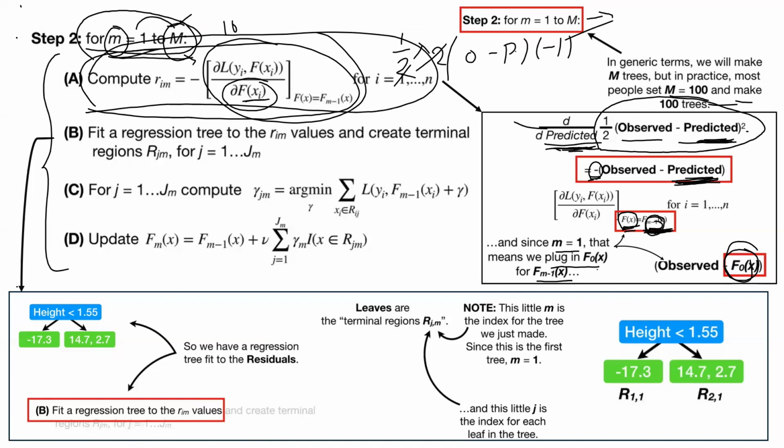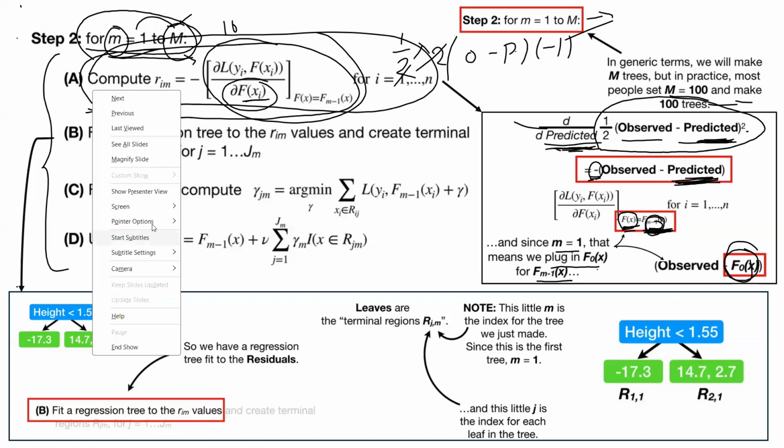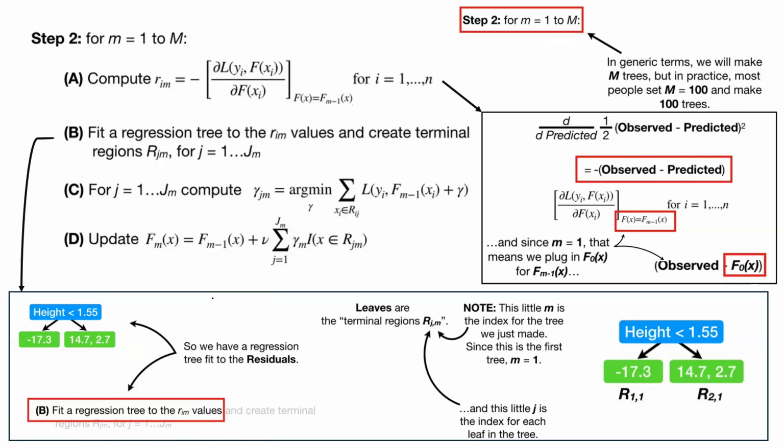Okay. Now, what you're simply doing is taking the derivative of the loss function and replacing the predicted value with the previous tree's predicted values. Okay. So that is what it actually means.